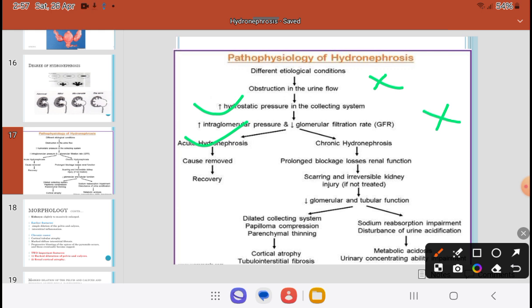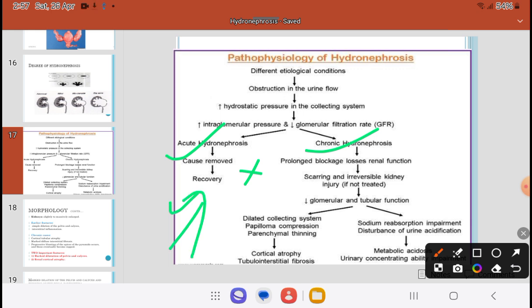And here there are 2 conditions. The first condition is that it either undergoes acute conditions or chronic conditions. In the acute condition, if there is removal of the obstruction, then the patient can recover. But in chronic hydronephrosis, prolonged blockage leads to loss of renal function. Of course, if there is prolonged blockage in any part of the urinary tract, that leads to loss of renal functions. And what happens? There is scarring and irreversible kidney injury that leads to further decrease in glomerular and tubular functions.